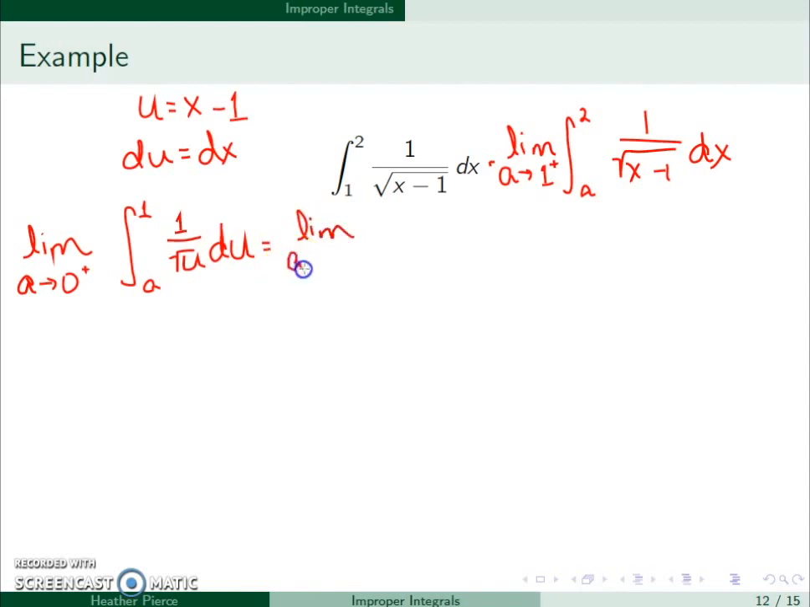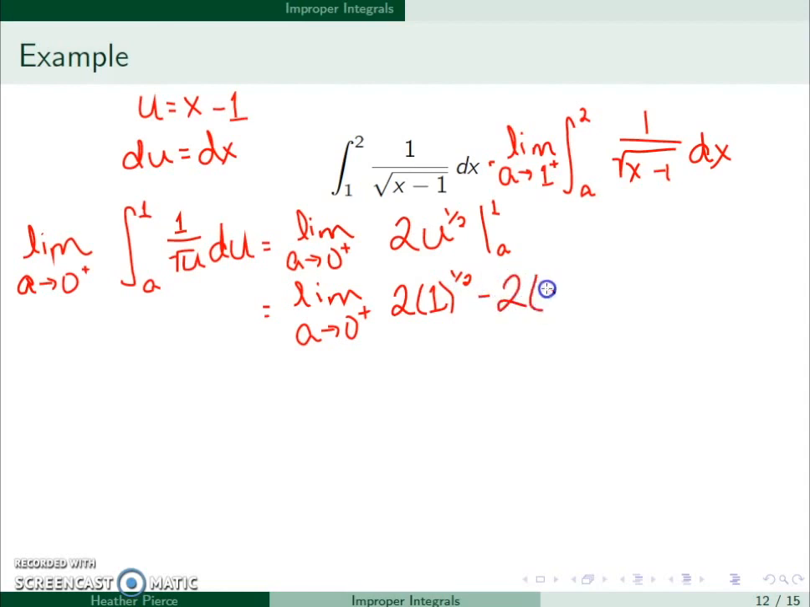So this is the limit as a approaches 0 from the right of, we add 1 to the exponent and then divide by that number, between a and 1. So the limit as a approaches 0 from the right of 2 times 1 to the 1/2 minus 2 times a to the 1/2. So this will be 2 minus 0, which is 2.